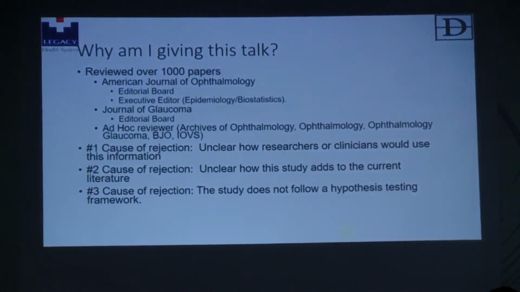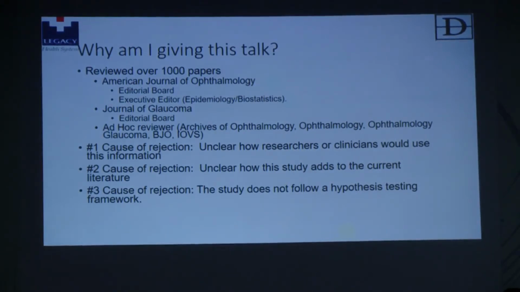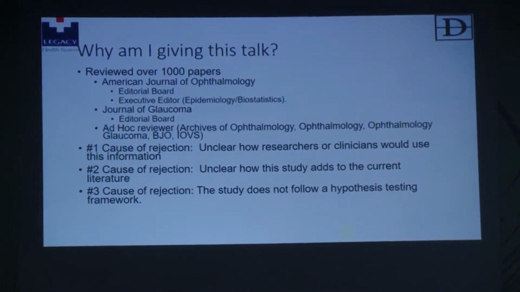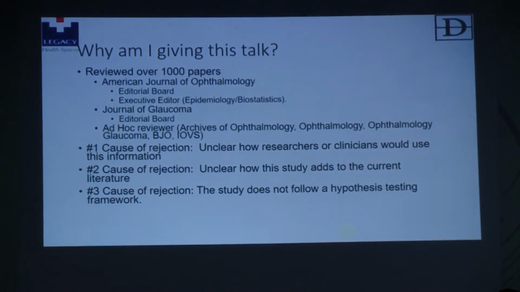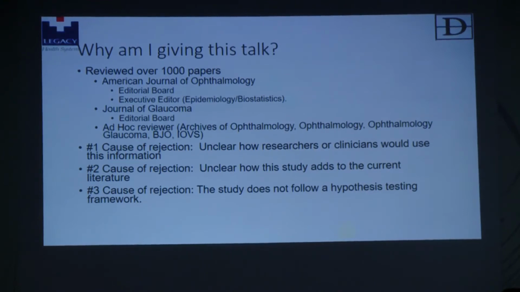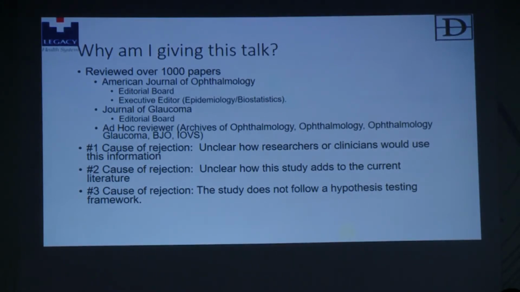So why am I giving this talk? I'm on the American Journal of Ophthalmology's editorial board. I'm an executive editor of epidemiology, and I'm also on the editorial board for Journal of Glaucoma, and I do reviews for a number of different journals. I've reviewed over 1,000 articles. And with AJO, I right now have 5 to review. I got 5 today. In these papers, I look at them very fast, and I decide whether it even gets onto my list to go to one of the other reviewers.